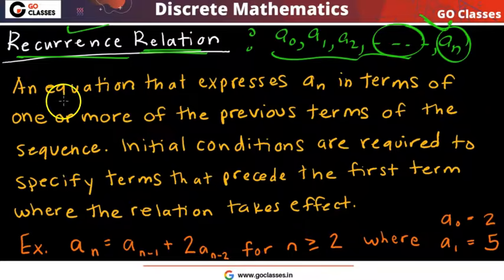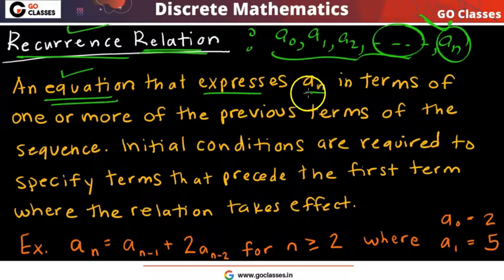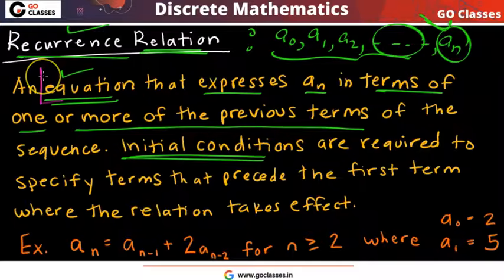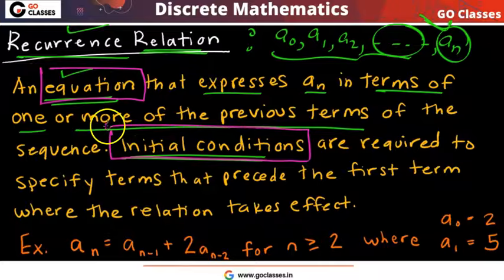So we have an equation. In this recurrence relation we have an equation that expresses an in terms of one or more of the previous terms, and also we have initial conditions. We need both the equation and the initial conditions, because as I told you, if the initial conditions change, then the sequence will change. So the equation with initial conditions gives me a unique recurrence relation.